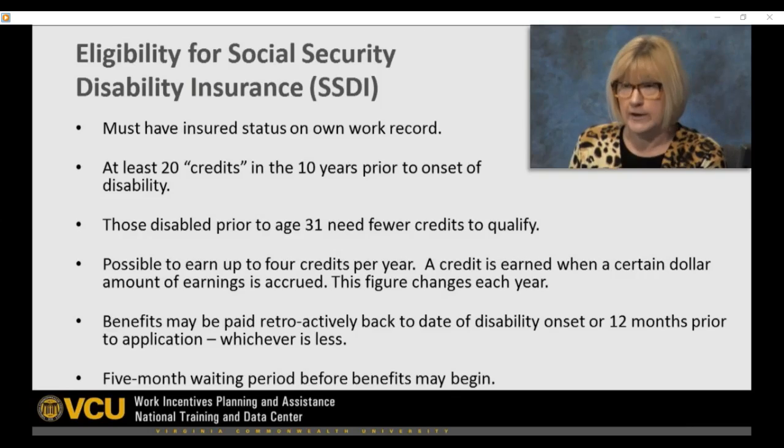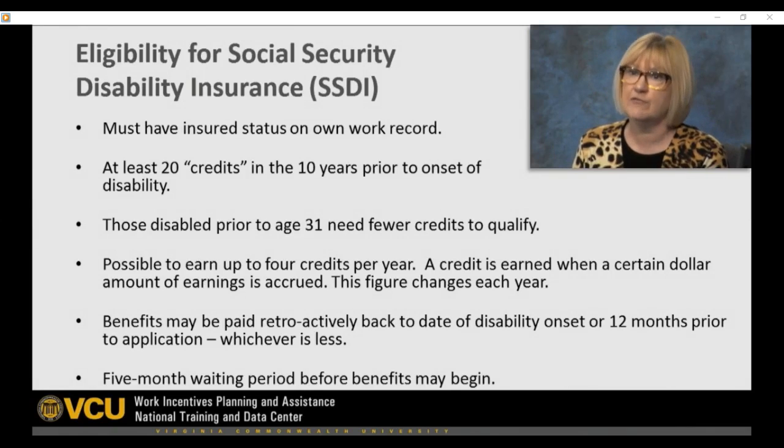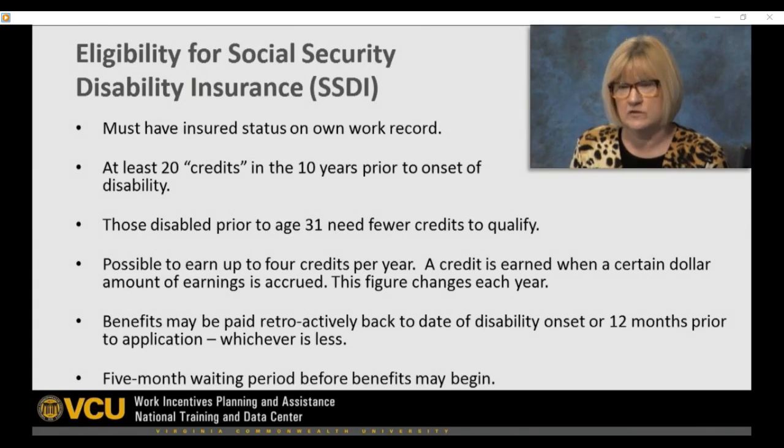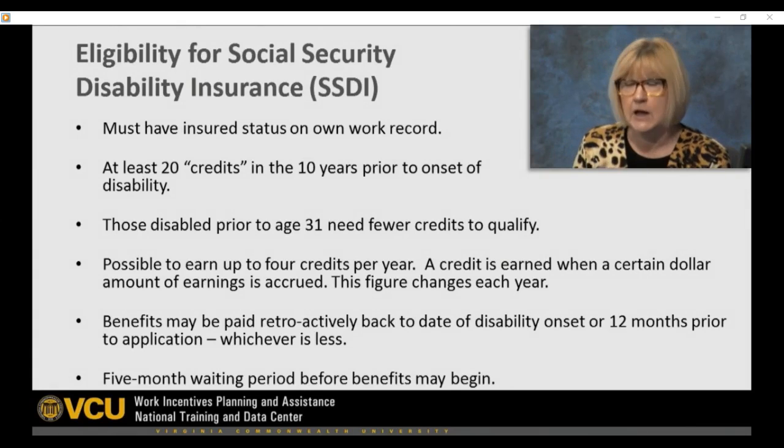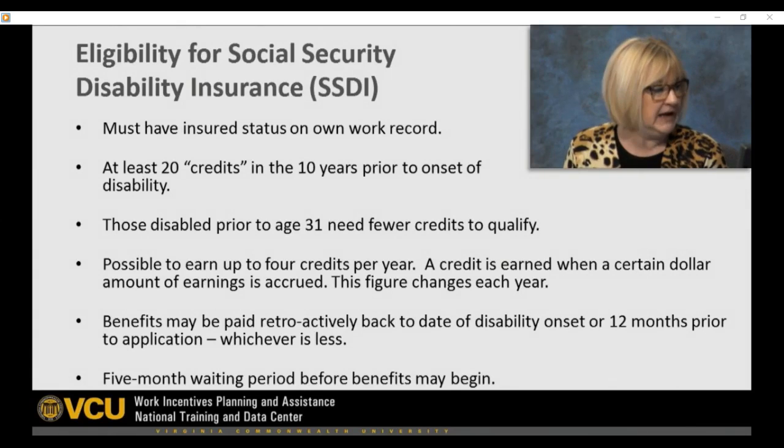And you earn a credit when you earn a certain amount of money. You can earn up to 4 credits in a year. It used to be called quarters of coverage. So 4 in a year, and no more than that. You can't earn any more than 4 a year. The amount of money that generates a credit changes every year. And that's available on some of the resource materials that we provide in the web course if you want to look and see what that amount of money is.